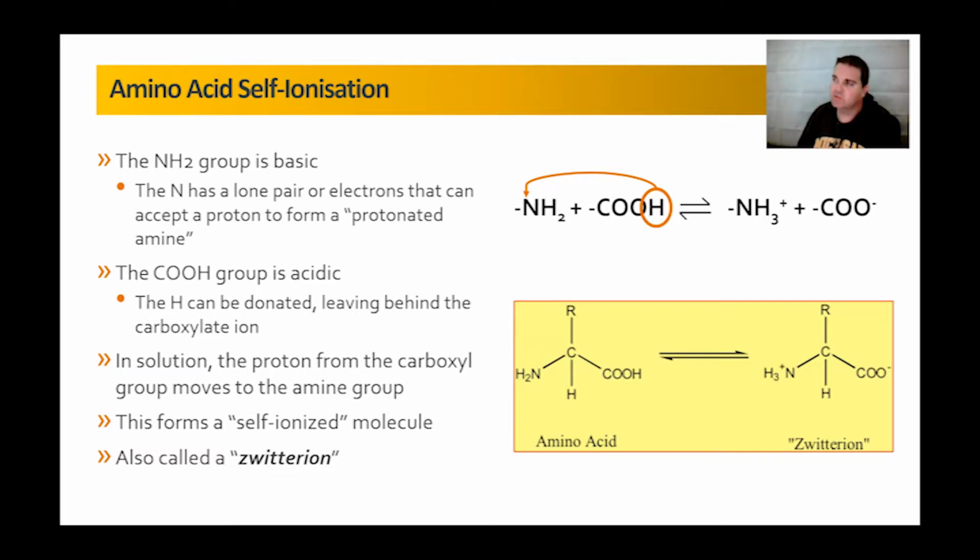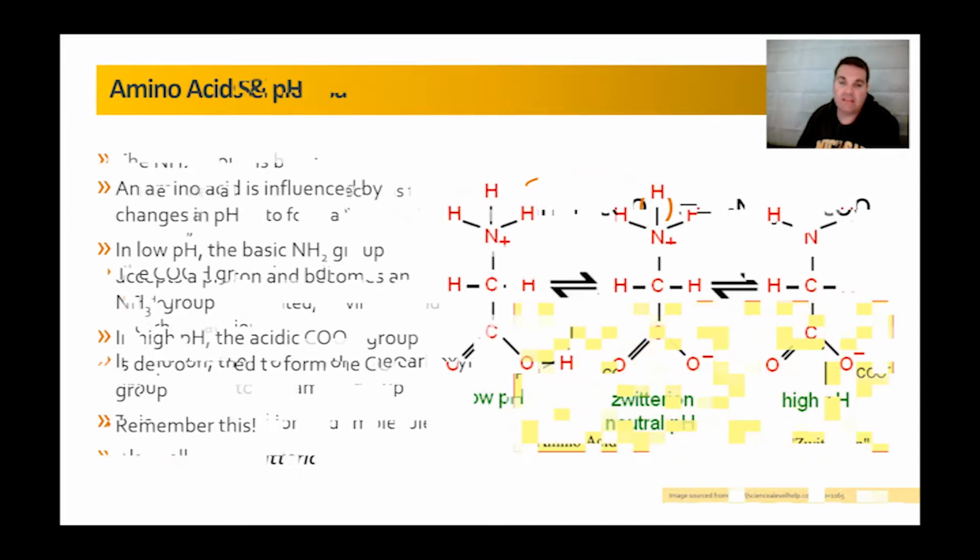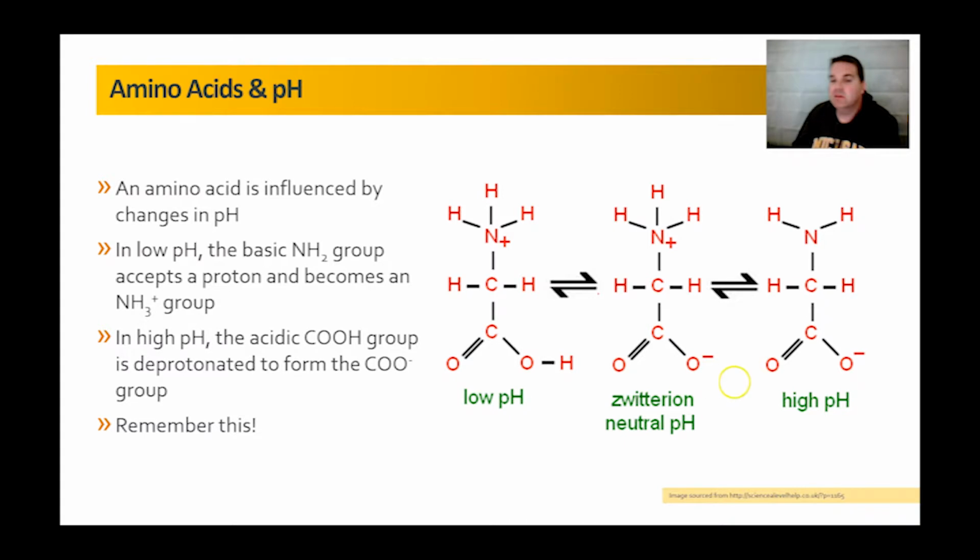So what they're going to do in Year 12 chemistry is ask you to draw amino acids at different pHs. At a low pH, so we've got acidic conditions here, we're going to protonate our amine, but we're going to leave our carboxylic acid alone. At a neutral solution, we're going to have our zwitterion formed, where we have both the deprotonated carboxylic acid and the protonated amine. And at a high pH, we're going to deprotonate the carboxylic acid but leave our base alone.